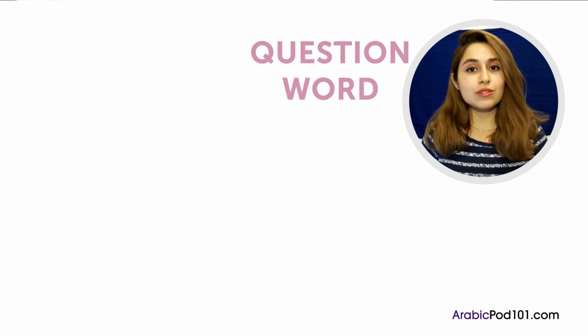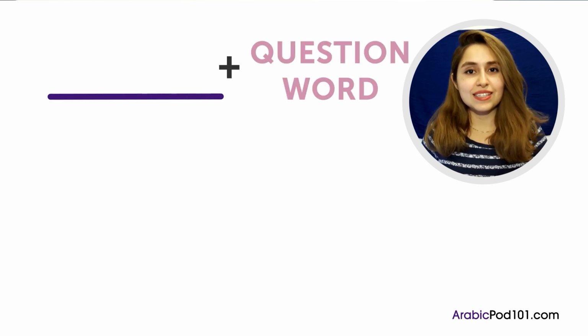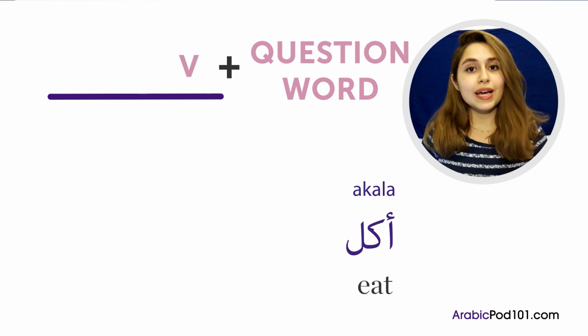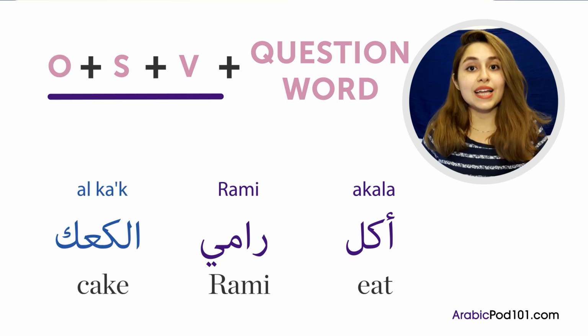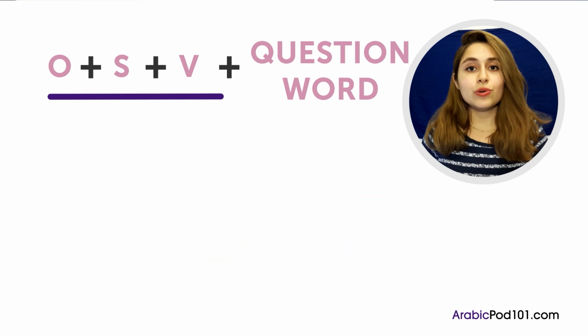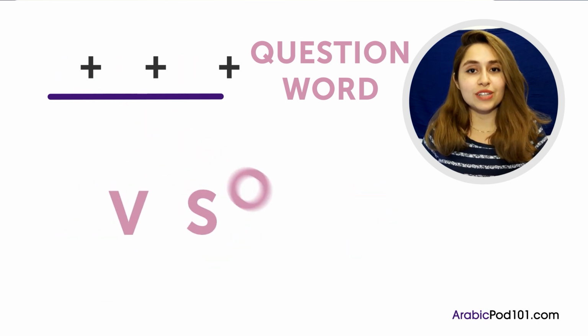As you can see in Modern Standard Arabic, question words must come at the beginning of a sentence. Then comes the verb أكل, then comes the subject, Rami, unless that's the information in question, as in the question, who ate the cake? Finally, we have the object al-ka'k, again, unless that's the information we're asking about, as in the question, what did Rami eat? So the order is verb, subject, object.